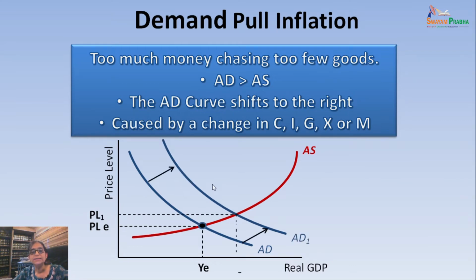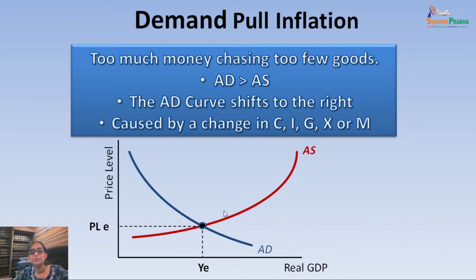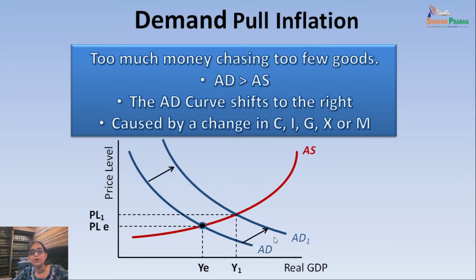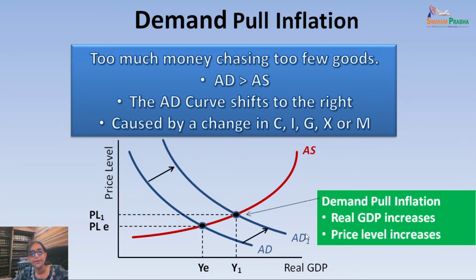So we see the aggregate demand curve shifting outside like this. So you have a new aggregate demand curve AD1. What do we see, learners? We see that a new equilibrium position is attained where AD1 becomes equal to the aggregate supply curve. They become equal at a higher level of price than the previous one, which is PL1. But simultaneously, we also see that your real GDP has increased.